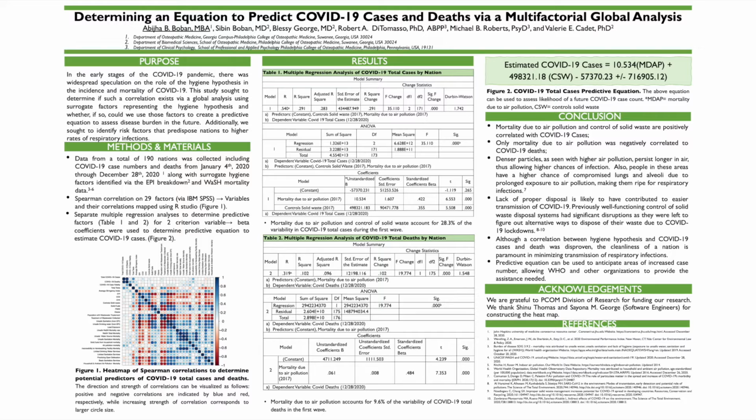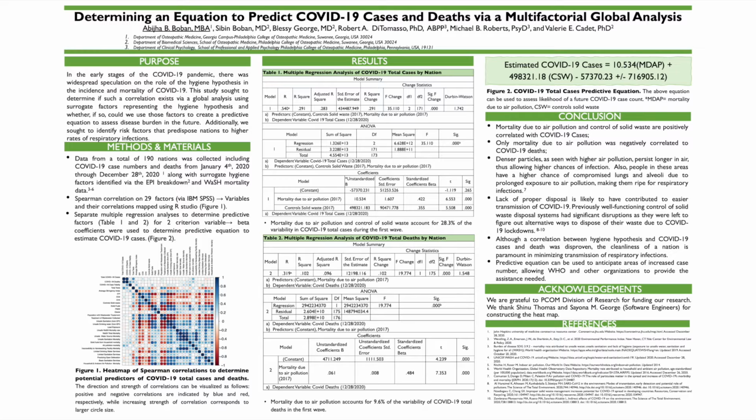The research was conducted by initially identifying surrogate factors for the hygiene hypothesis, which includes a breakdown of the Environmental Performance Index, along with mortality data due to WASH, better known as water, sanitation, and hygiene, for a total of 190 countries. COVID-19 cases and deaths were collected from January 4, 2020 through December 28, 2020, which is the initial phase of the COVID-19 pandemic.